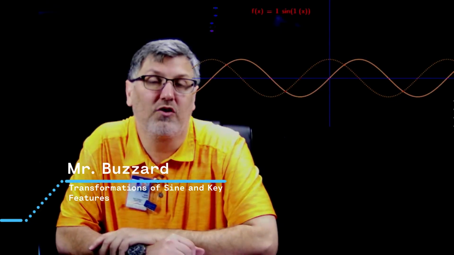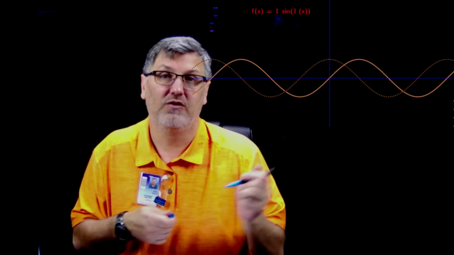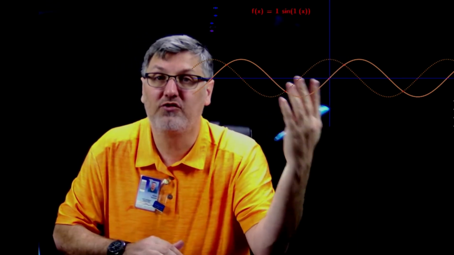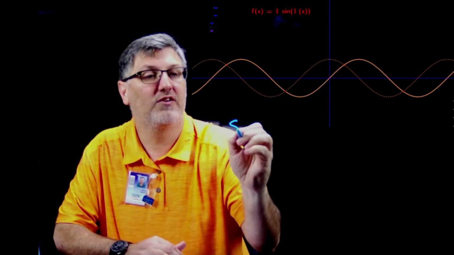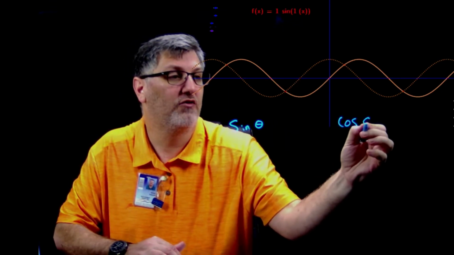Alright guys, we're going to talk about transformations of a sine wave and some key features. The first thing I want to talk about is the parent function of what I have graphed up here. I have two different waves. I have sine and I have cosine. So I'm going to break this down as sine of some angle and cosine of some angle.